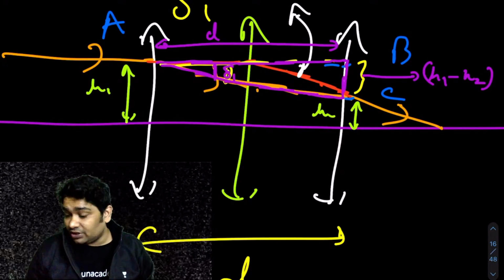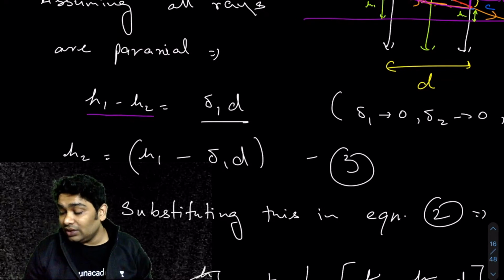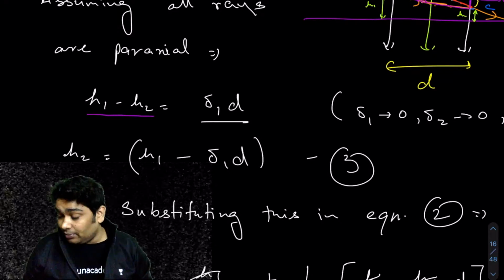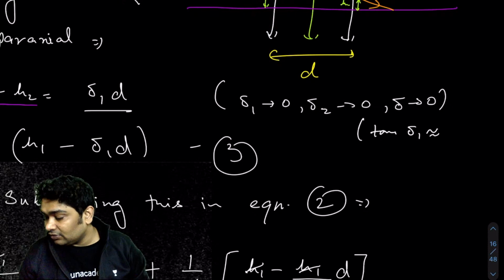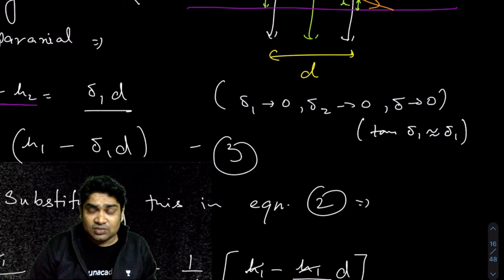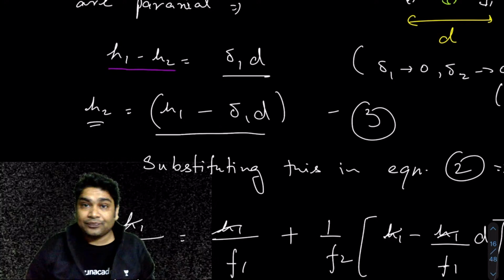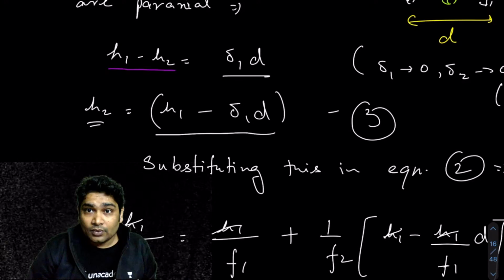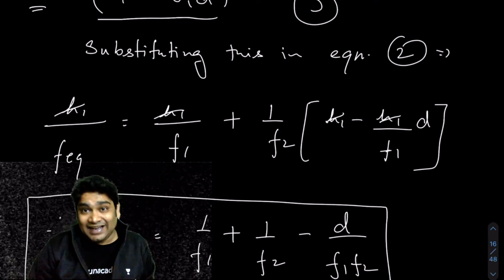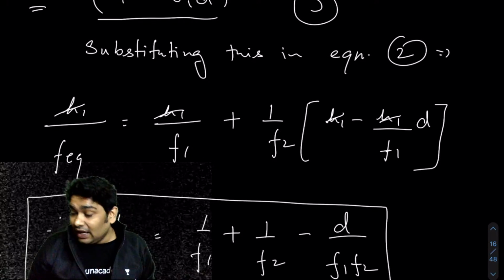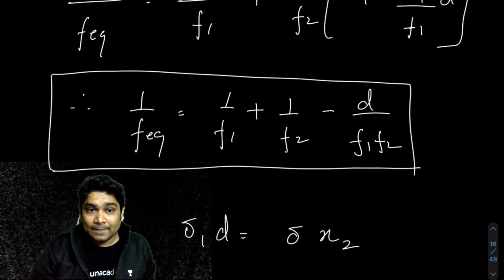Then I used the small angle approximation. So H1 minus H2 should be equal to tan of delta 1 times D, and applying the small angle approximation, tan of delta 1 is roughly equal to delta 1, assuming that the angles of deviation are small. We're talking about all paraxial rays. So then I got H2 as H1 minus delta 1 times D. Now we substituted this in the previous equation, which said H1 over F equivalent equals H1 over F1 plus H2 over F2. Then I replaced delta 1 with H1 over F1. The moment I did that, I got this expression. So this was the derivation.